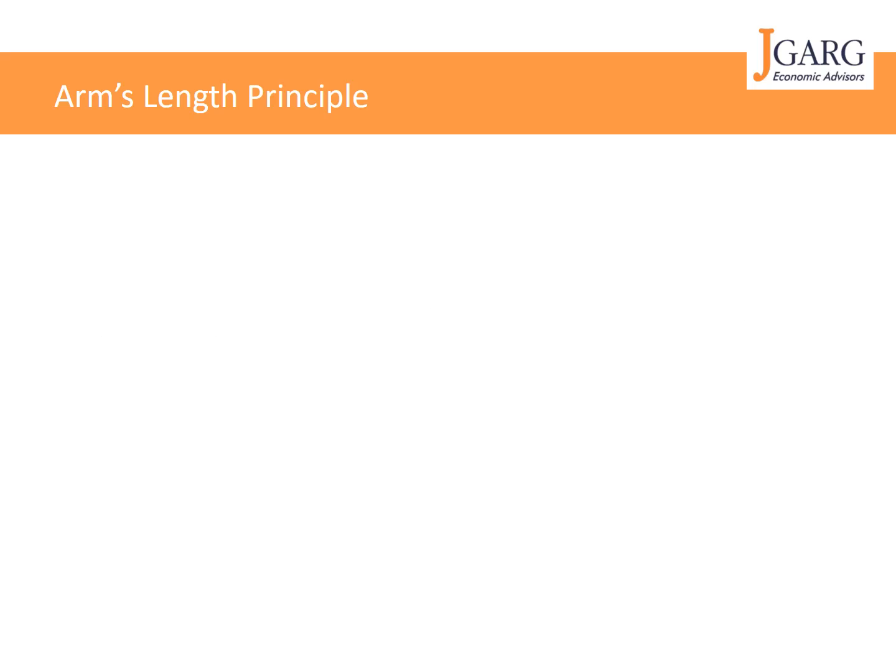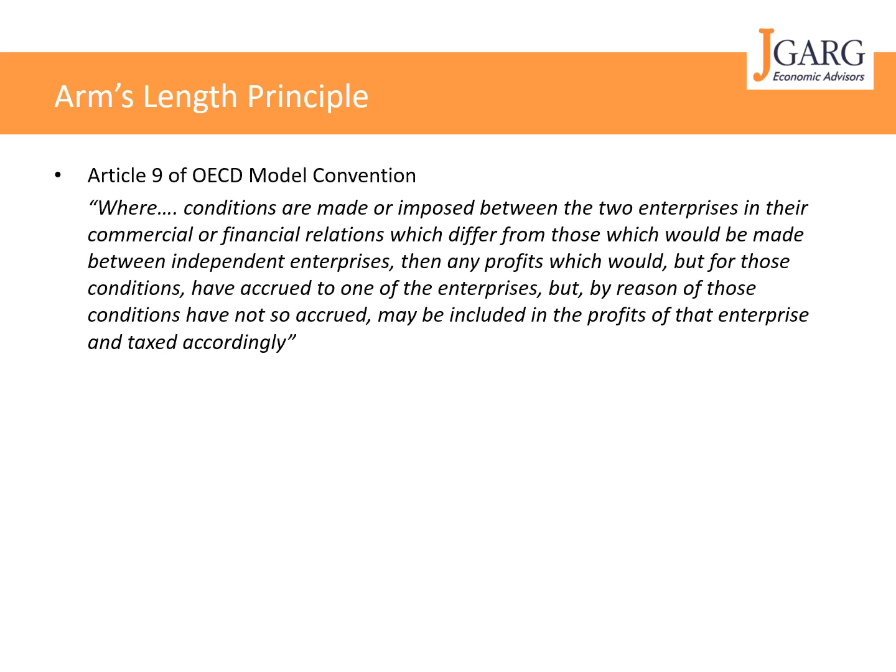Now if I go to Article 9 of OECD model convention, it says: where conditions are made or imposed between the two enterprises in their commercial or financial relations which differ from those which would be made between independent enterprises, then any profits which would but for those conditions have accrued to one of the enterprises but by reason of those conditions have not so accrued may be included in the profits of that enterprise and taxed accordingly. Let's read it once again.